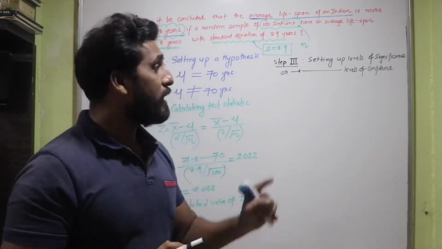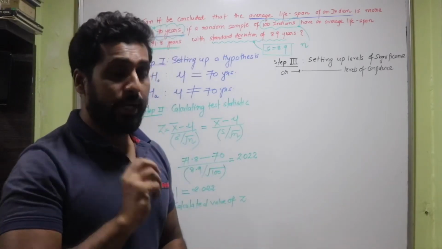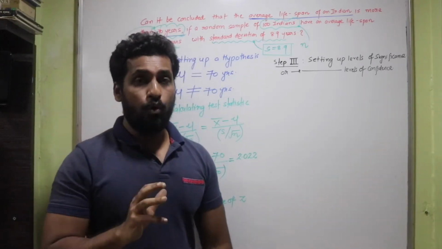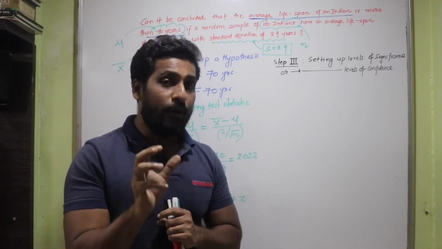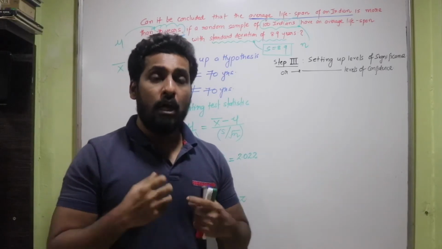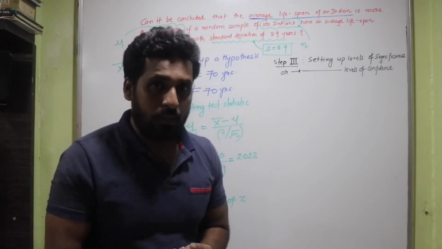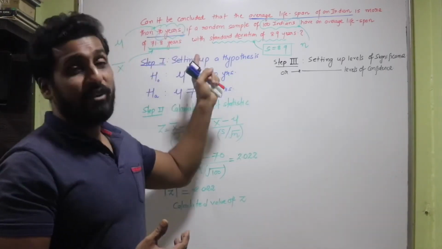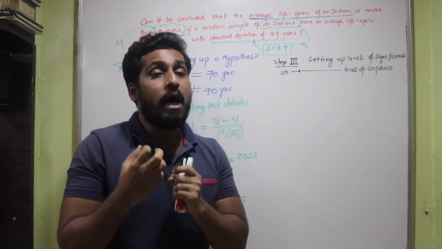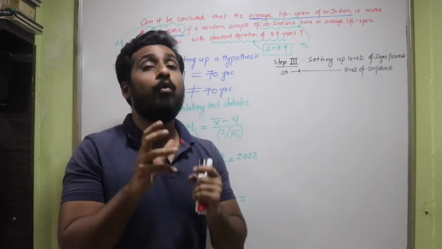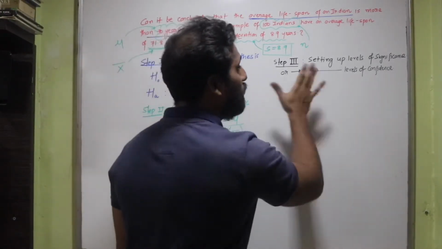Now let's try and understand what a level of significance or a level of confidence is. Take this statement. It is told to us in the question that the average lifespan of the Indians has to be 70 years. How can I come to this conclusion? I need to tell with some confidence that the average lifespan of an Indian is going to be 70 years. So I have to have some kind of an argument, and that argument will be provided by the calculated value of Z and the level of significance, or the level of confidence.